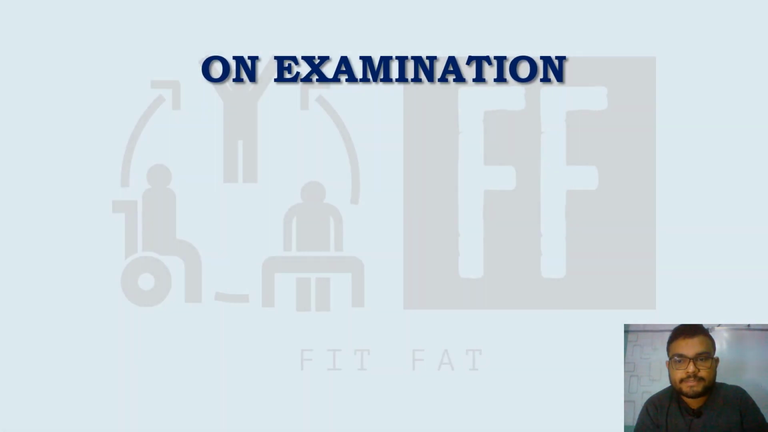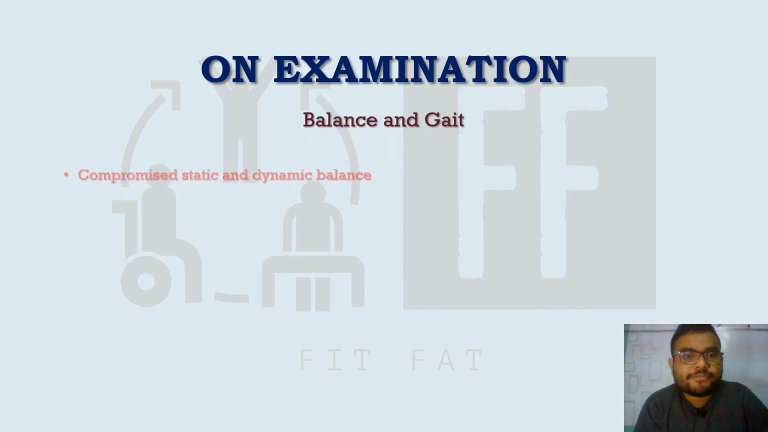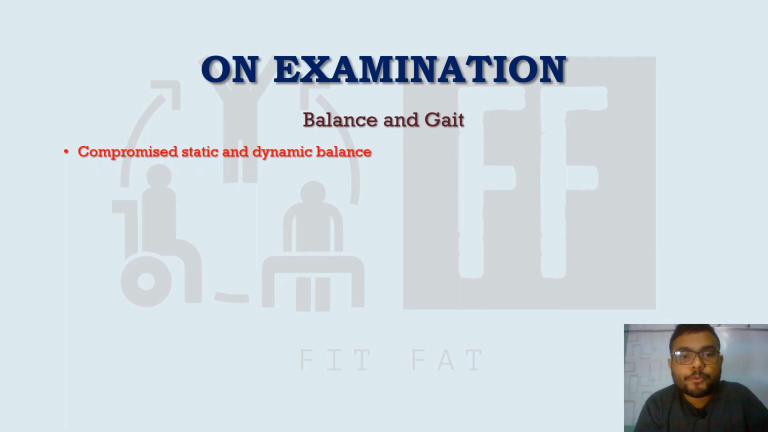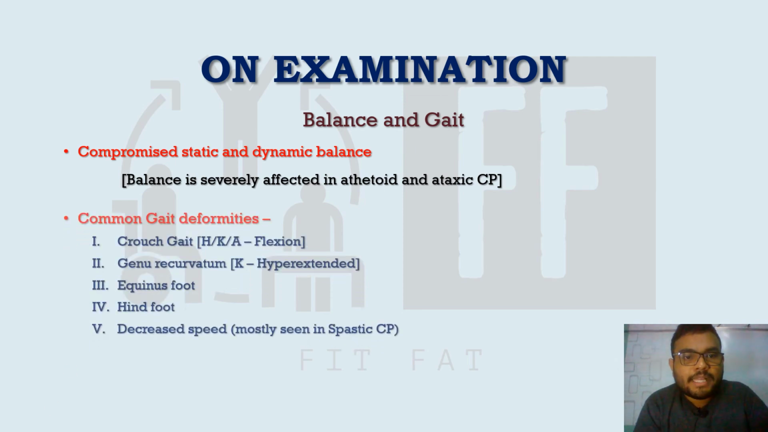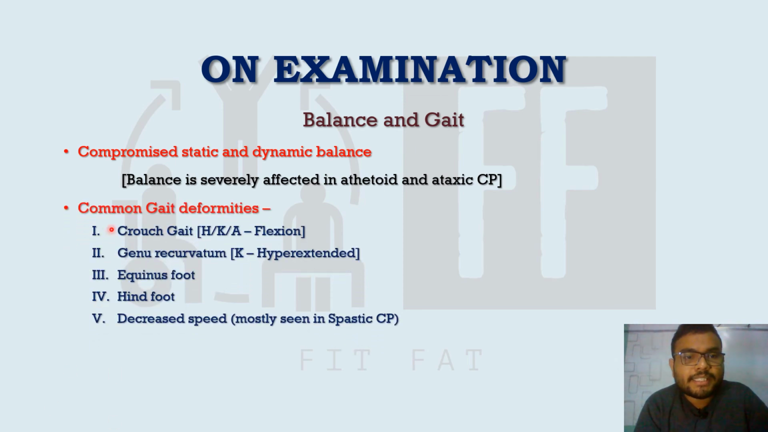Okay, the next important examination is the examination of balance and gait. Now in balance, you first need to check if there is any compromised static and dynamic balance. So balance is mostly or severely affected in athetoid and ataxic CP because the cerebellum is involved here. Then you need to check the common gait deformities, right, in delayed developmental disorders.